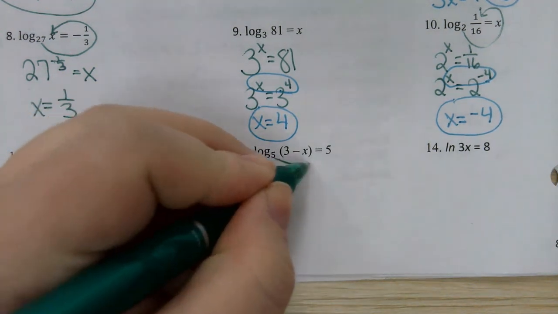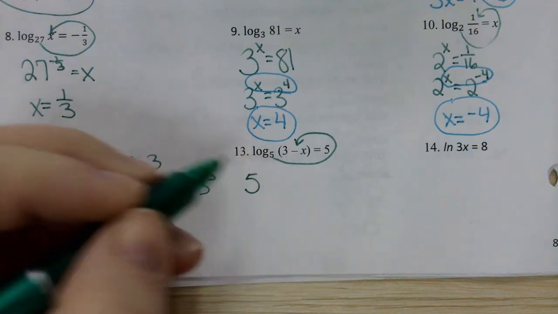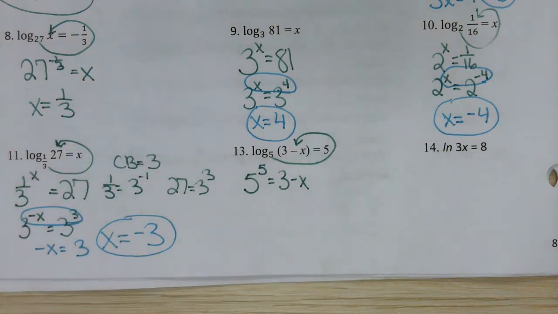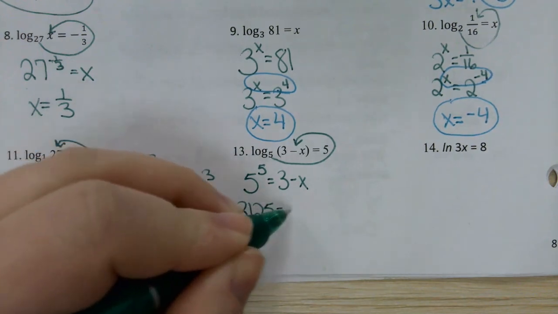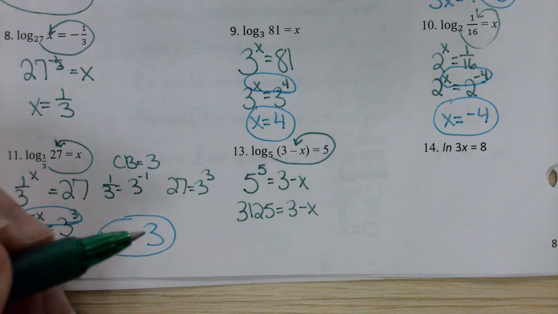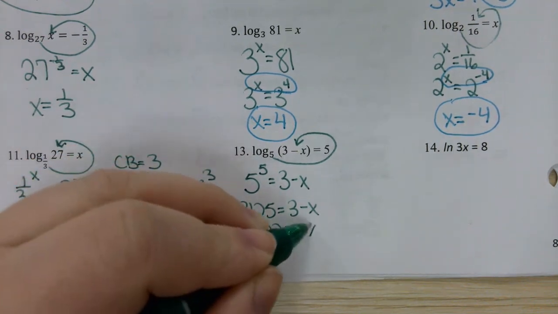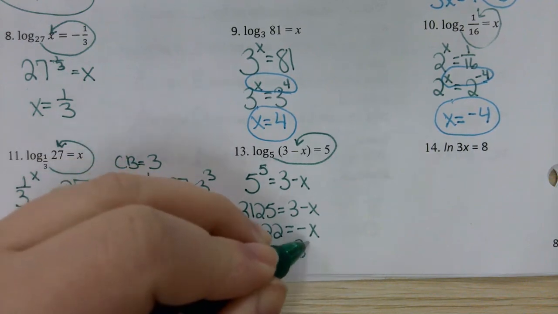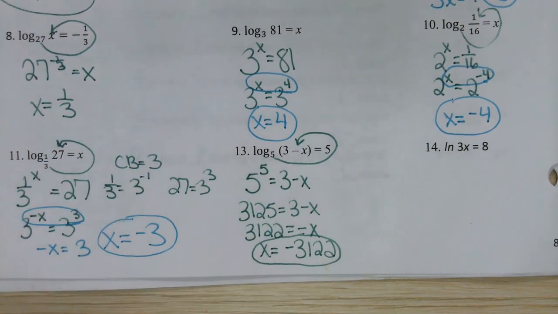Here's our loop around the equals and the number next to it. So the base is 5, the exponent is 5, and we're trying to get to 3 minus x. So the first thing that we'll do is raise 5 to the 5th power, which gives us 3,125 equals 3 minus x. Now we'll subtract 3 from both sides and divide by negative 1. So x is equal to negative 3,122.